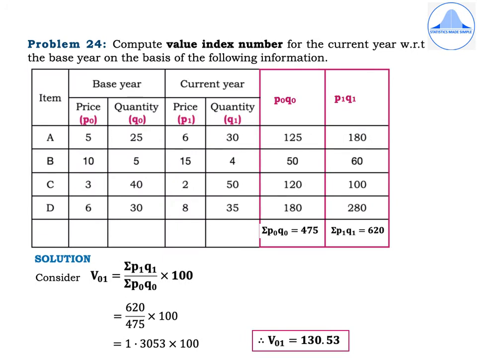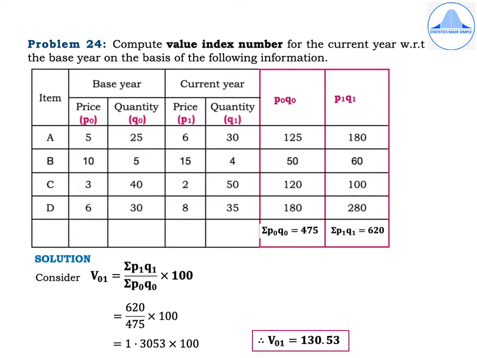Problem 24. Compute value index number for the current year with respect to the base year on the basis of the following information. So in the table, the items are A, B, C, D. The base year prices are 5, 10, 3, 6. The quantities in the base year are 25, 5, 40 and 30. The current year prices are 6, 15, 2 and 8. And the quantities in the current year are 30, 4, 50 and 35.